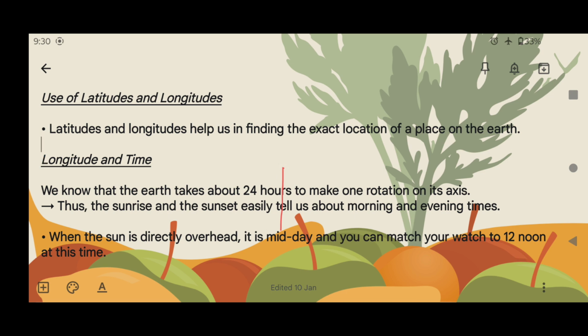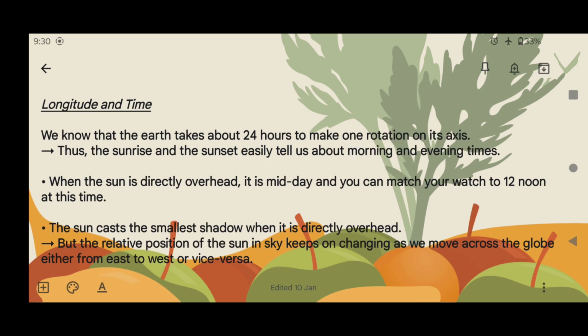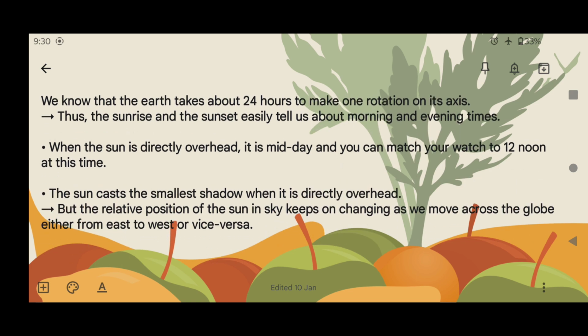Longitude and time. We know that the earth takes about 24 hours to make one rotation on its axis. Thus, the sunrise and sunset easily tell us about morning and evening times. When the sun is directly overhead, it is midday, and you cannot match your watch at 12 noon at this time. The sun casts the smallest shadow when it is directly overhead, but the relative position of the sun in the sky keeps on changing as we move across the globe either from east to west or vice versa.